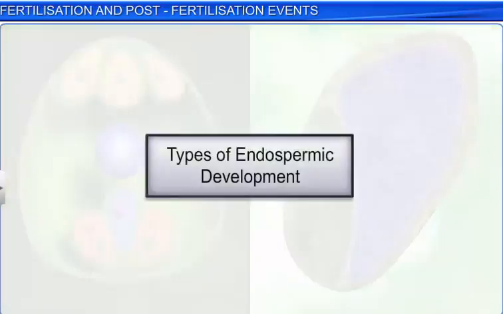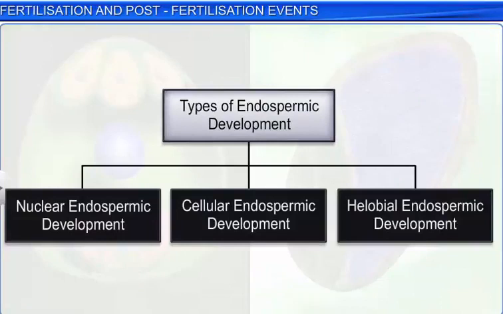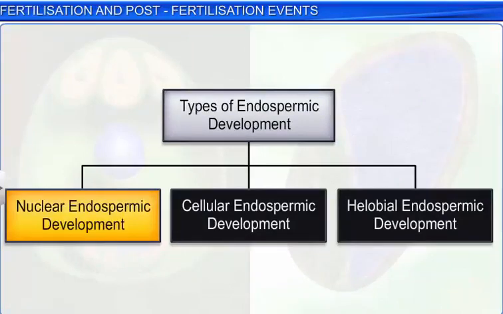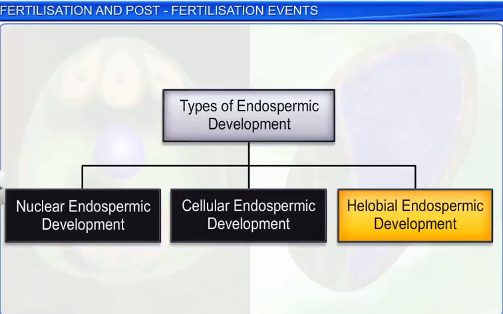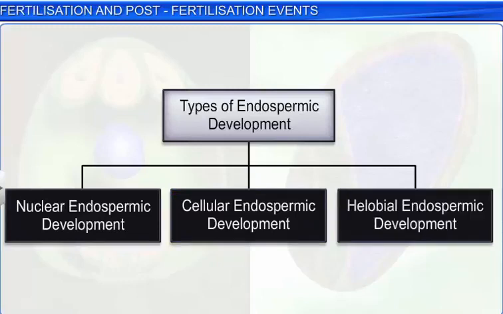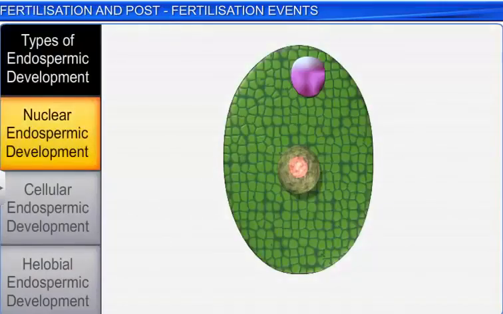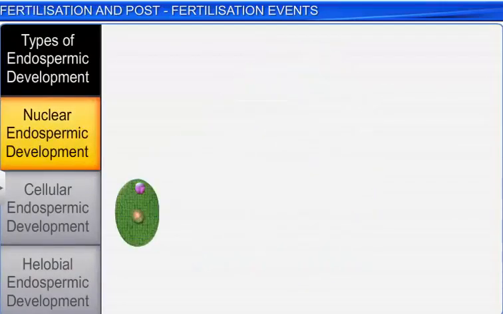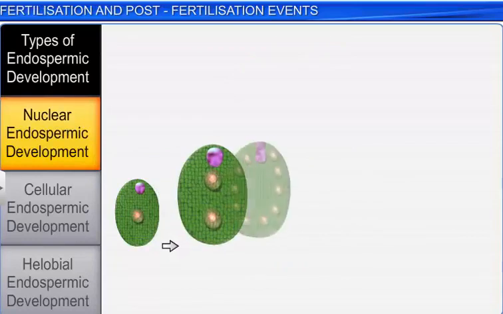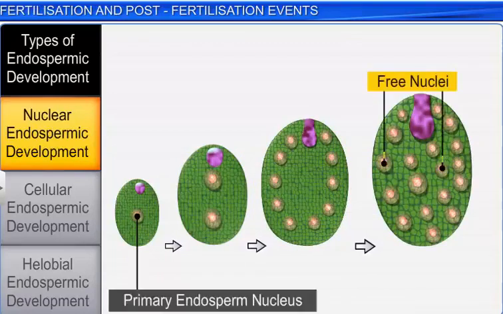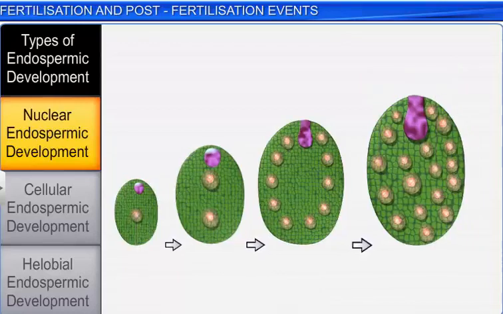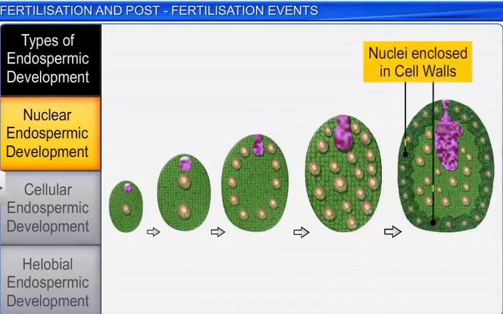Endospermic development is of 3 types: nuclear endospermic development, cellular endospermic development, and halobial endospermic development. In nuclear endospermic development, which is the most common type of endosperm development, the primary endosperm nucleus divides mitotically and forms free nuclei. This division is sometimes followed by cytoplasmic divisions from the periphery.